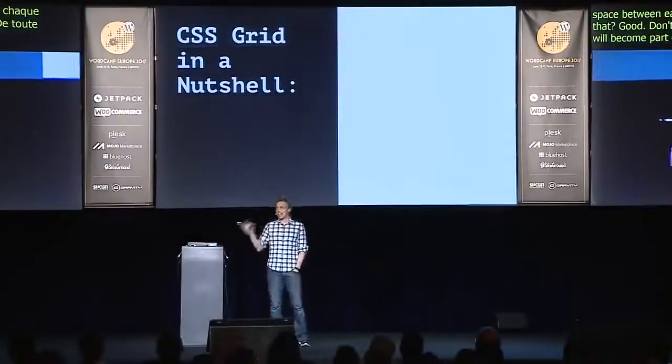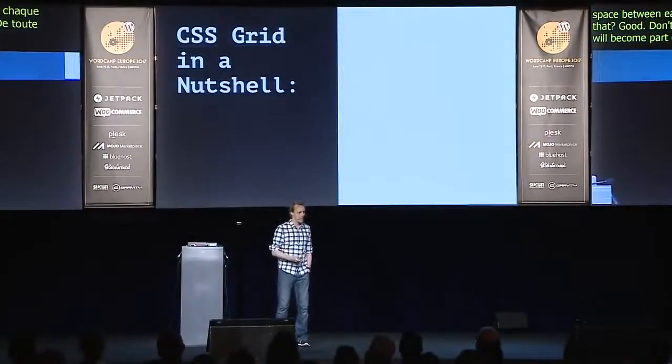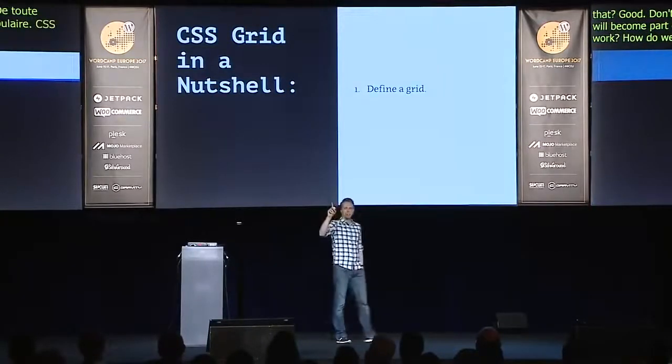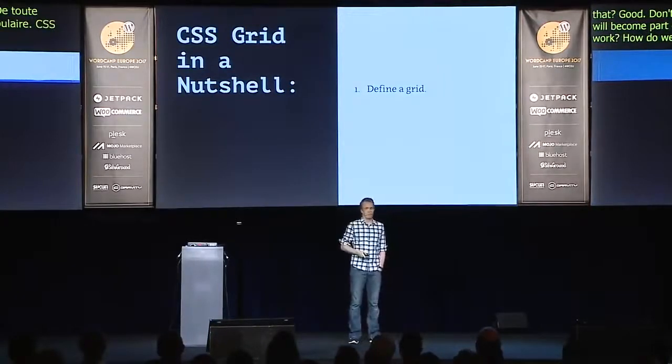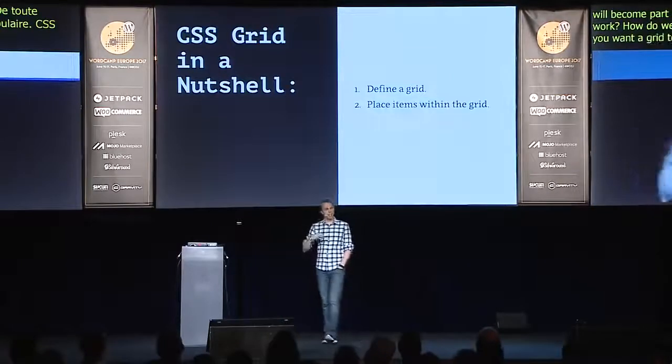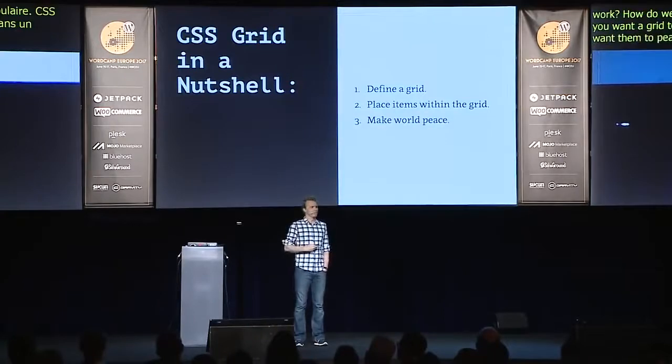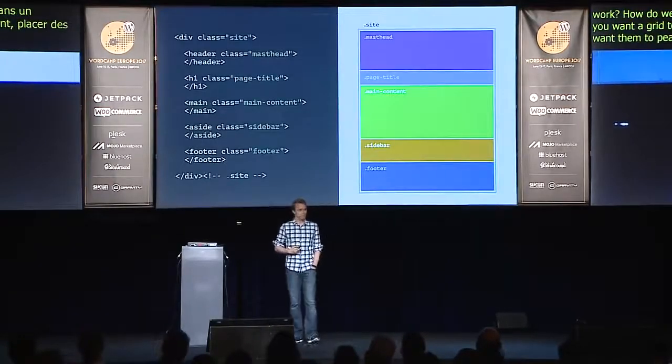So, CSS Grid in a nutshell. How does this actually work? How do we apply it today? Number 1, define a grid on an element where you want the grid to appear. Number 2, place items within that grid where you want them to appear. Number 3, make world peace. That's all there is to it. What does it look like?